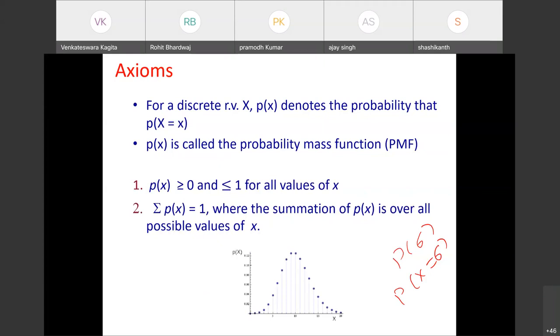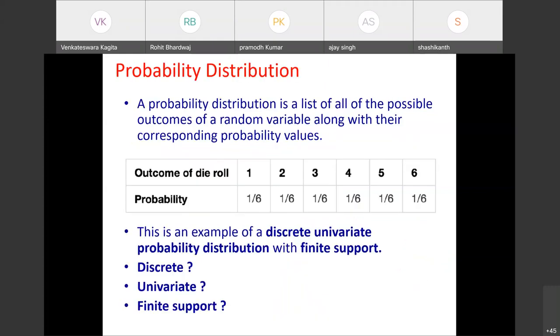Here P of x, we call it a probability mass function. And all of you know, a probability value must be between 0 and 1. So it must be greater than or equal to 0 and less than or equal to 1. It cannot be greater than 1 or less than 0. And the sum of all the individual probabilities must be equivalent to 1. For example, if you sum up all these individual probabilities, it sums up to 1.